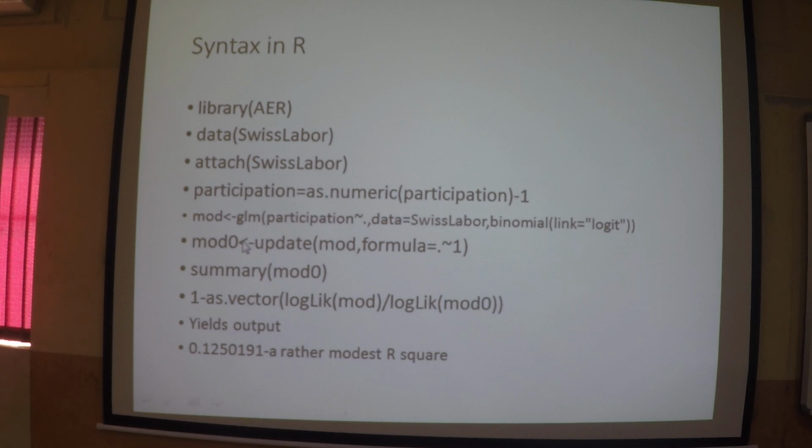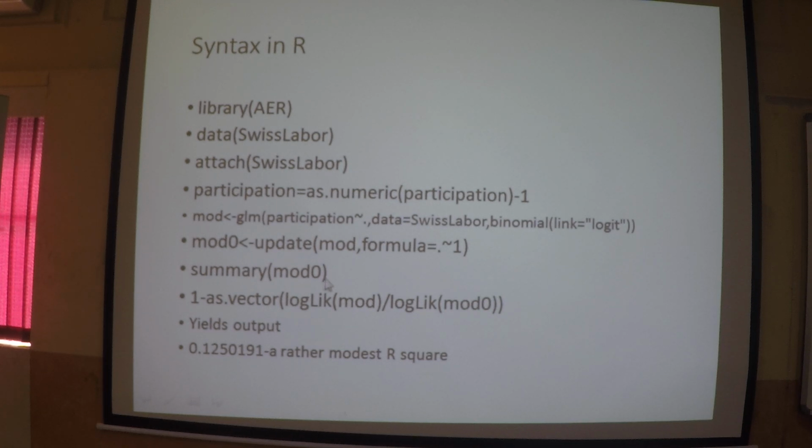This says mod 0 is update mod. So take this model, but change it. The formula is to regress participation only on a 1, that is, only on a constant. So this is the restricted model. The probability of y_i is a constant, is what we are saying, because in the design matrix the constant 1, 1, 1 stands for the constant in the x. So this is mod 0.